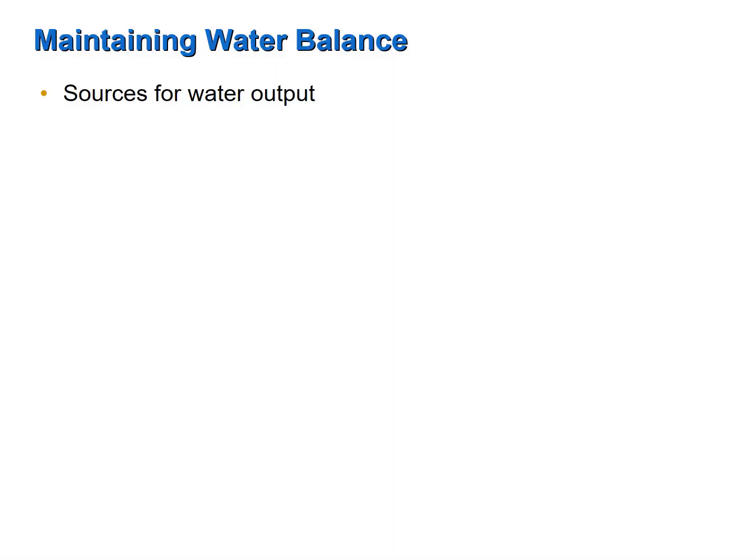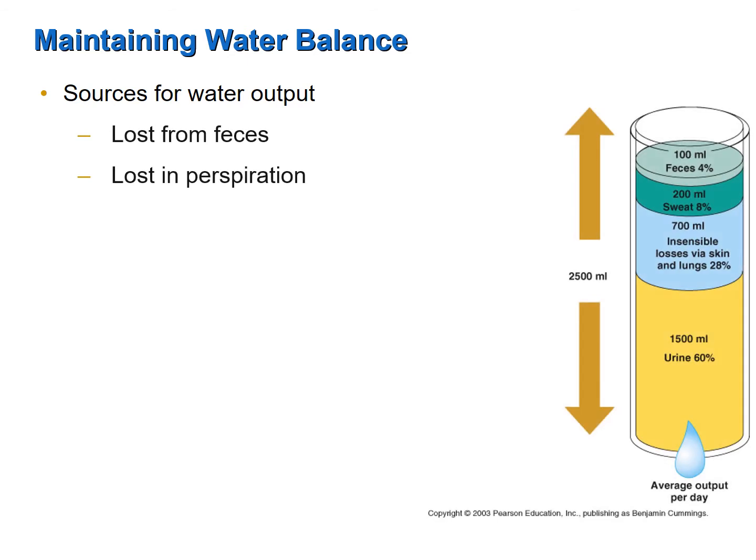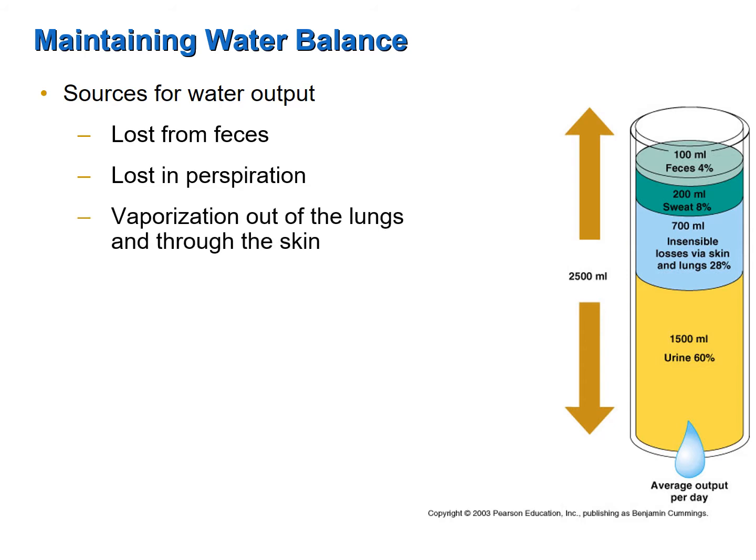Now let's look at the sources of water output or loss. A small amount of water is lost through the feces and also through perspiration, and of course that can vary quite a bit due to the type of activity you might be engaged in and the temperature of the environment. A surprising amount of water is actually lost through breathing and through your skin. This is called insensible water loss because you're pretty much unaware that your body is losing water through these processes.